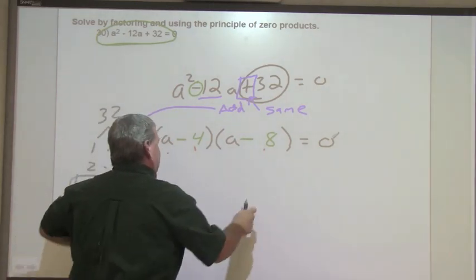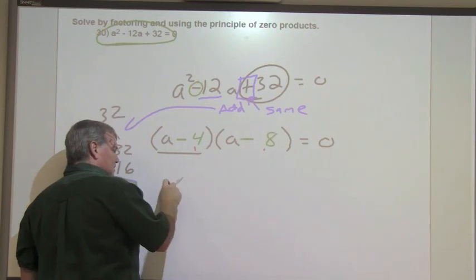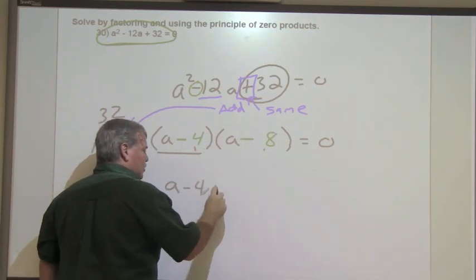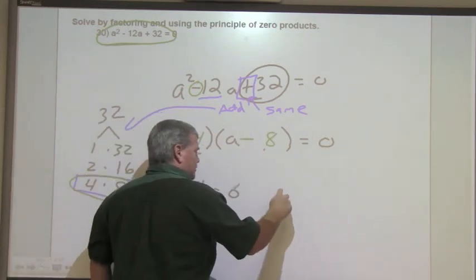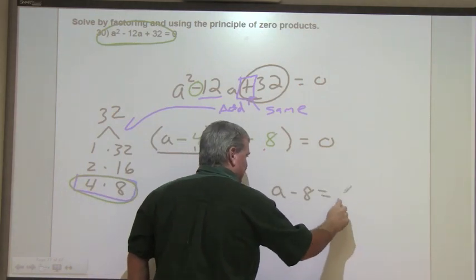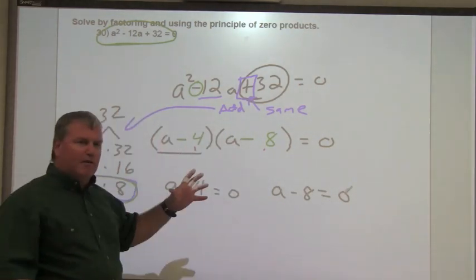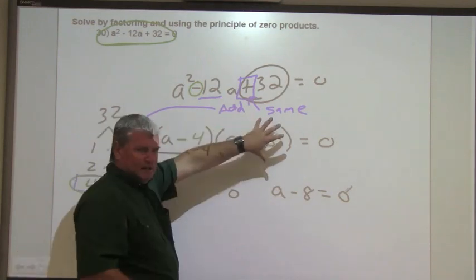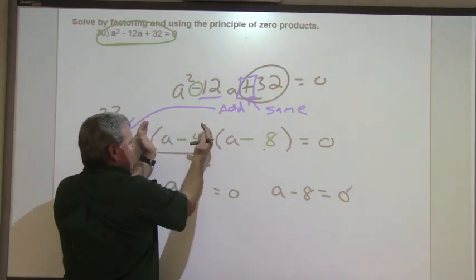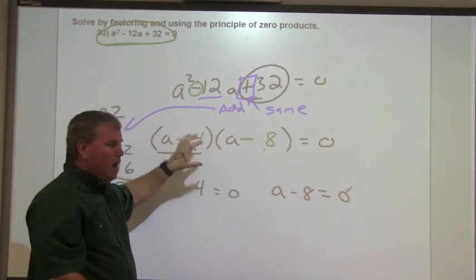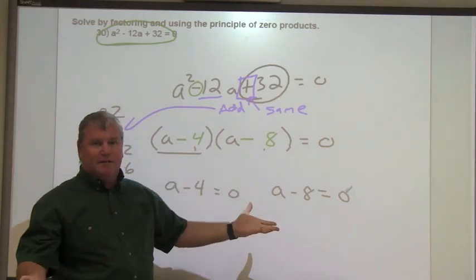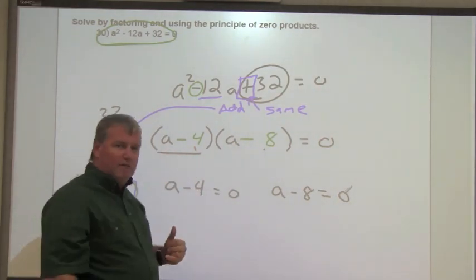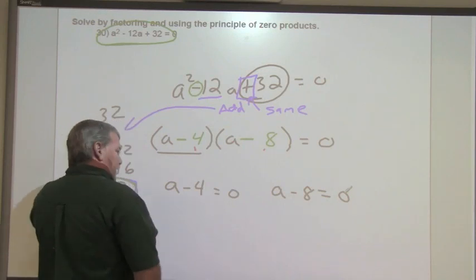Because the next step is you take this factor, A minus 4, and set it equal to 0, and you set A minus 8 equal to 0. It doesn't matter which one's 0, because 0 times anything is 0. So if this set of parentheses becomes 0, I multiply it times this, it's going to make it 0. So if either one of them is 0, then it's going to satisfy the equation.